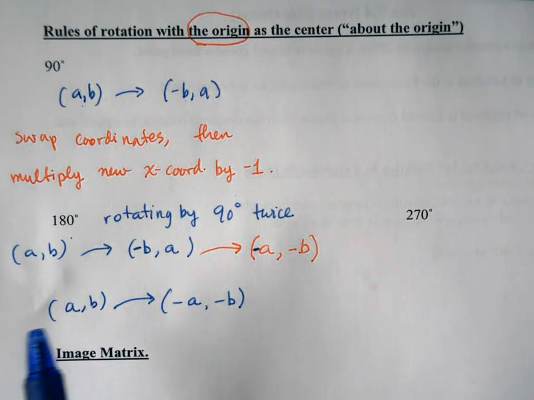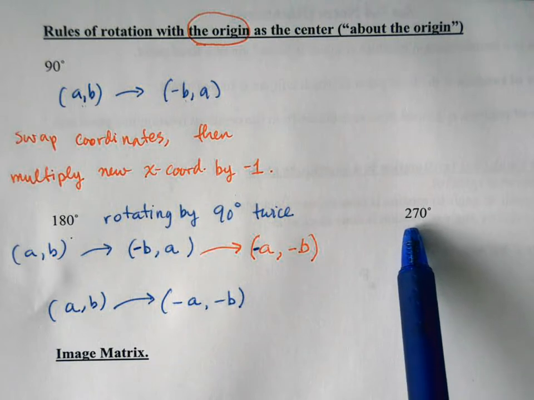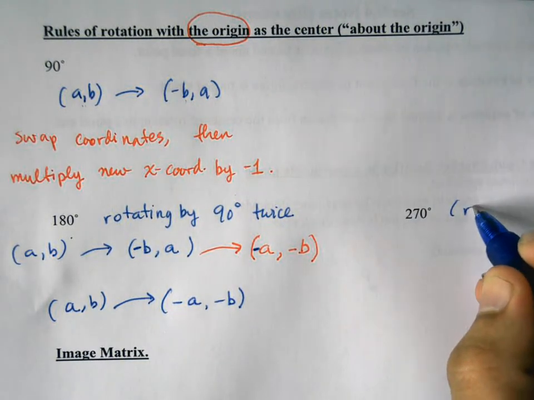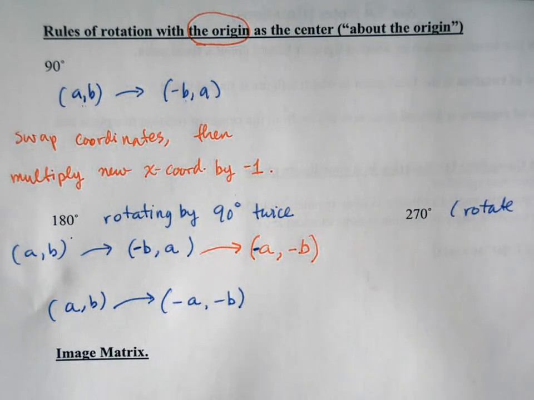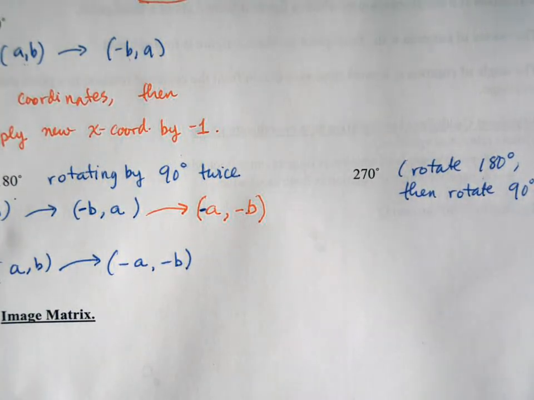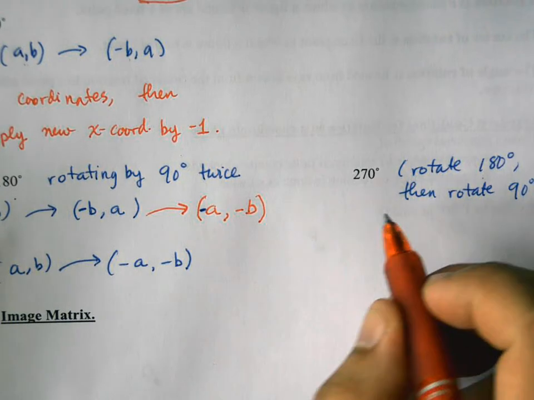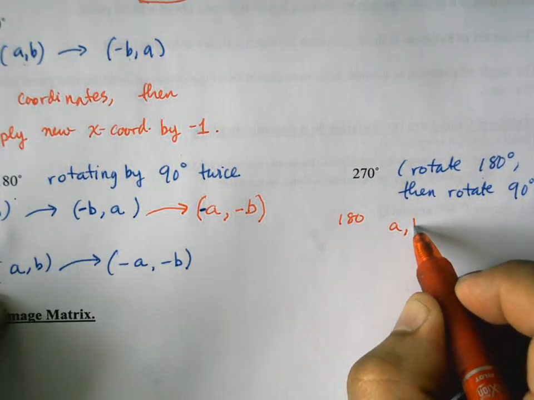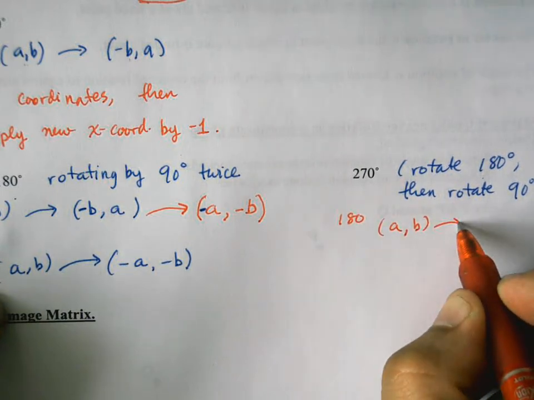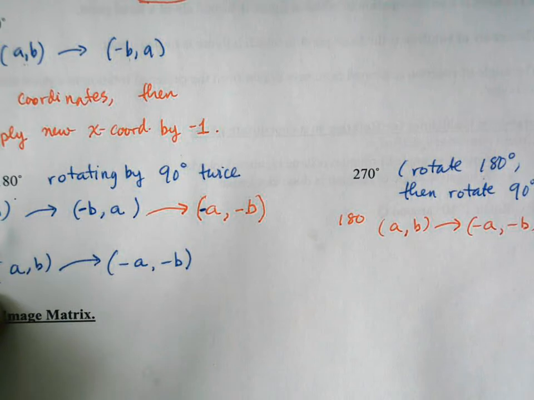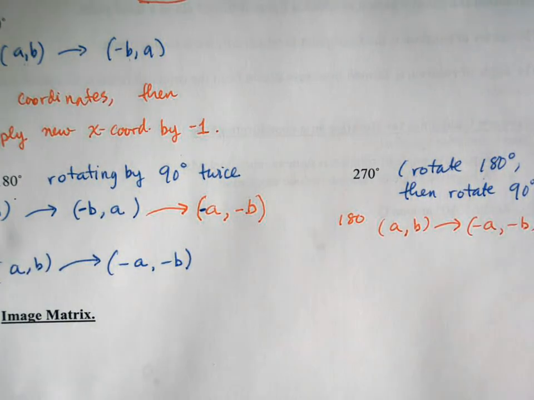Now, let's continue on here and look at rotating 270 degrees. Well, what is 270 degrees except rotating by 180 degrees and then by 90 degrees? So rotate 180 degrees and then 90 degrees. Well, if you rotate 180 degrees, then we already know from our previous rule that (a, b) will become (-a, -b). And then we need to rotate 90 degrees again.